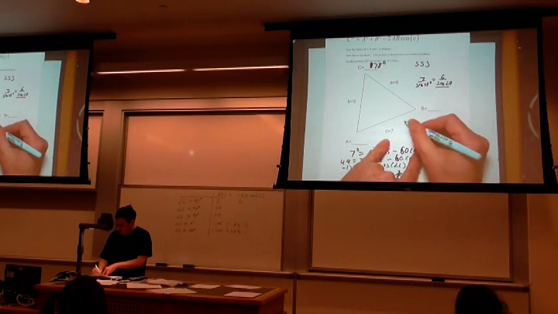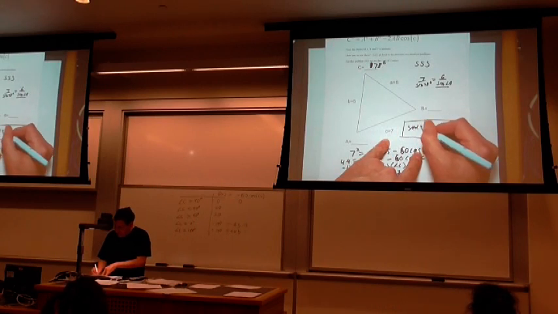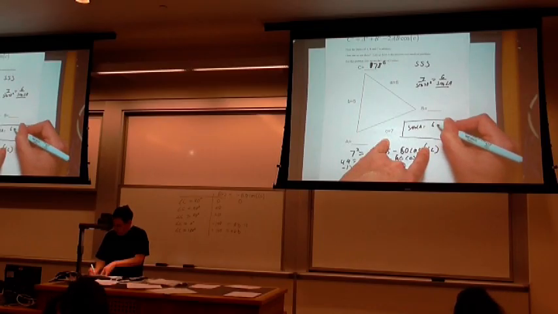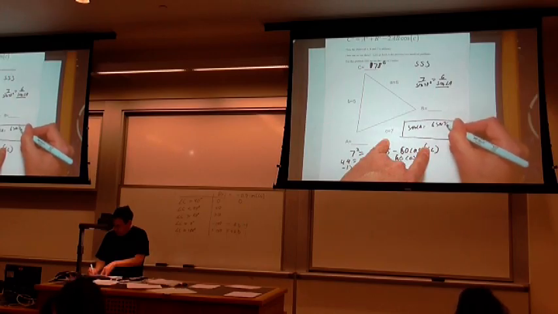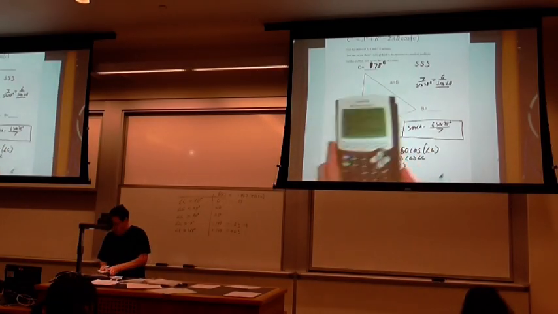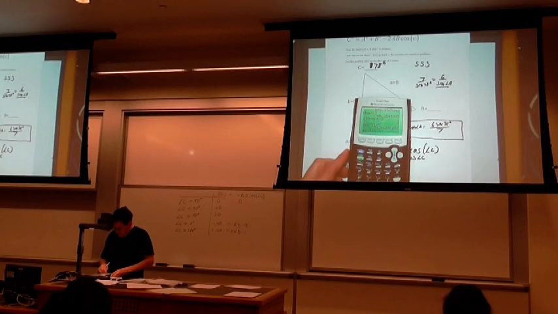So sine of angle A is 6 sine 78 over 7. So that tells me angle A is the inverse sine of 6 sine of 78 over 7. That's about 57 degrees.